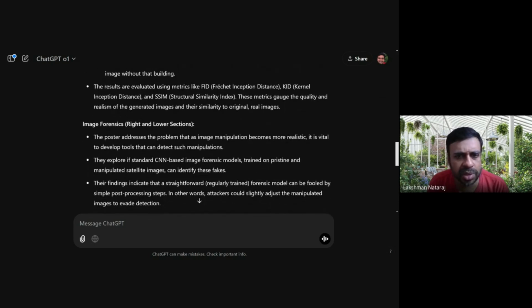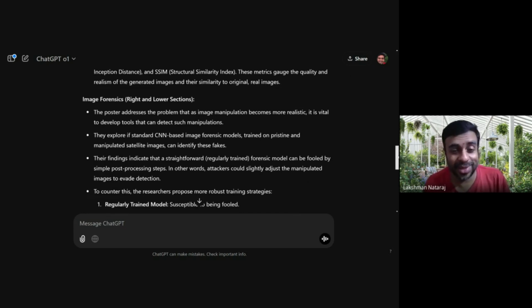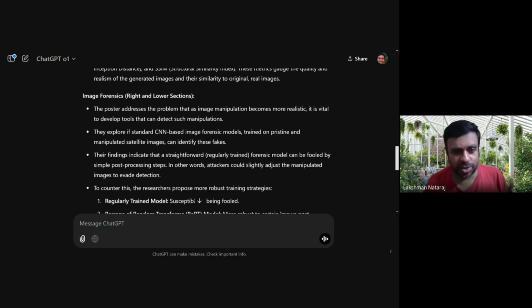Then it also says what metrics it uses. This is all there in the poster, but it's putting it in a nice way. And that's really interesting. It's also got the image forensics part.